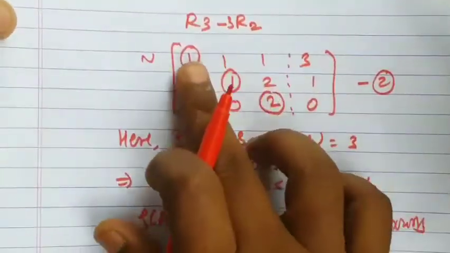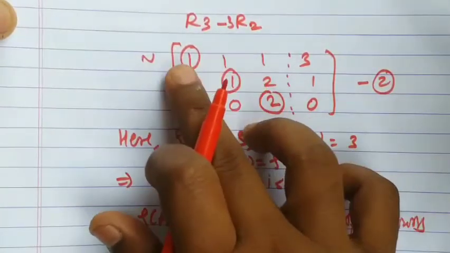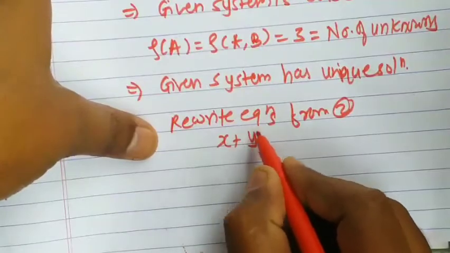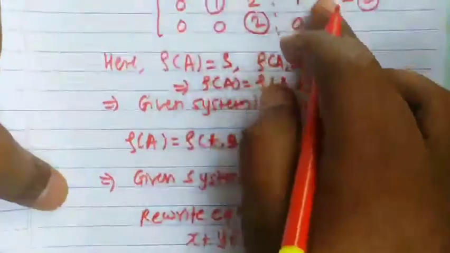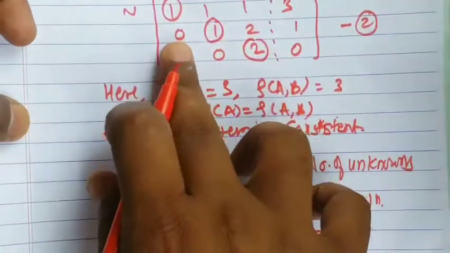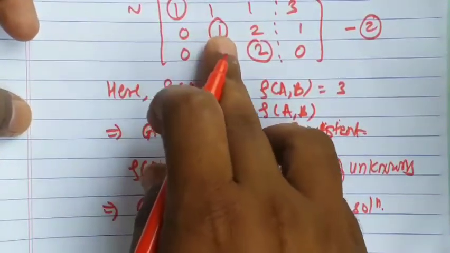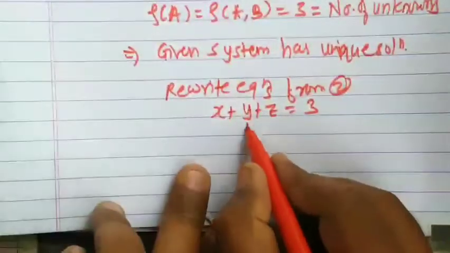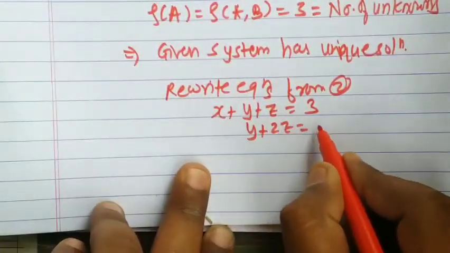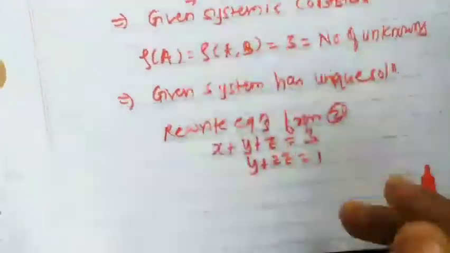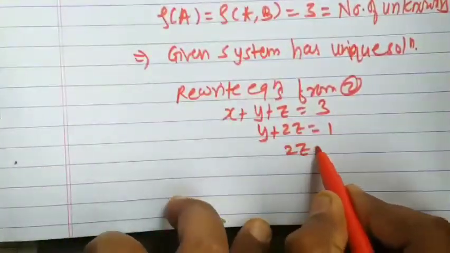So after doing that, when you multiply the first row with x, y, z, we'll get x plus y plus z equal to the first constant, that is 3 here. Second equation, the 0 into x will become 0, y into 1 is y, and 2 into z will become 2z. So y plus 2z equal to 1, the second constant. And finally, from the last row, we'll get 2z equal to 0.